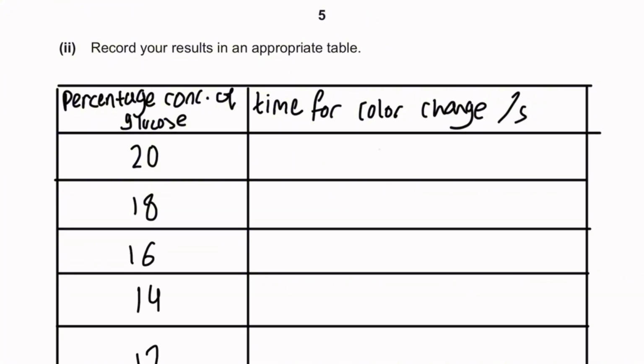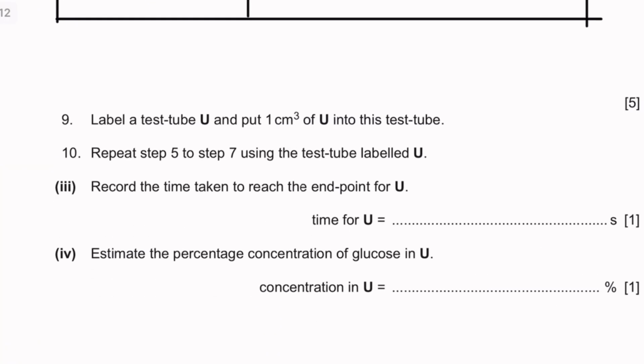And then I will write down the time here. Obviously, for example, if I got 60 seconds here, I don't write seconds with it. I just keep it as 60 because the units are up in the table. So you write down your results, and then we move on to here. Label a test tube U and put 1 centimeters cubed of U into this test tube. So obviously label your test tube U and then put 1 centimeters cubed into your test tube, and then repeat step 5 through 7 using a test tube labeled U. And then you're just going to add potassium permanganate as well as sulfuric acid onto U, and you're going to measure the time for color change. And you're going to use the results in this table to find out the concentration for U.